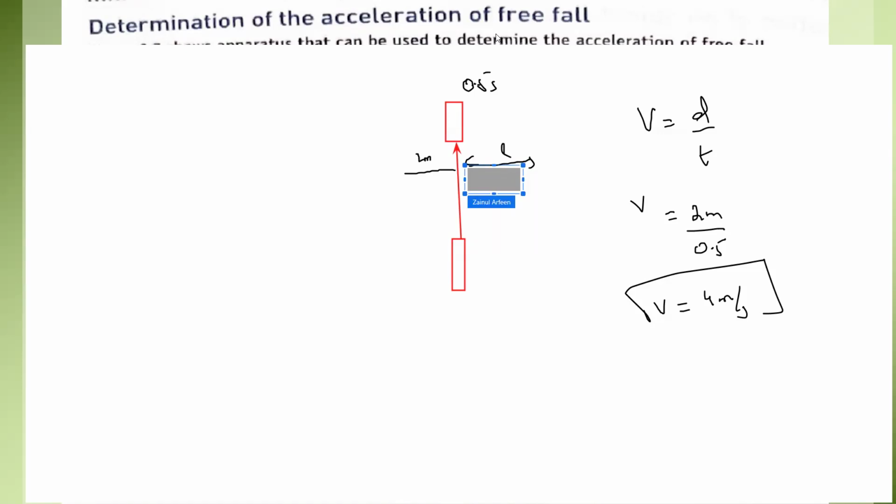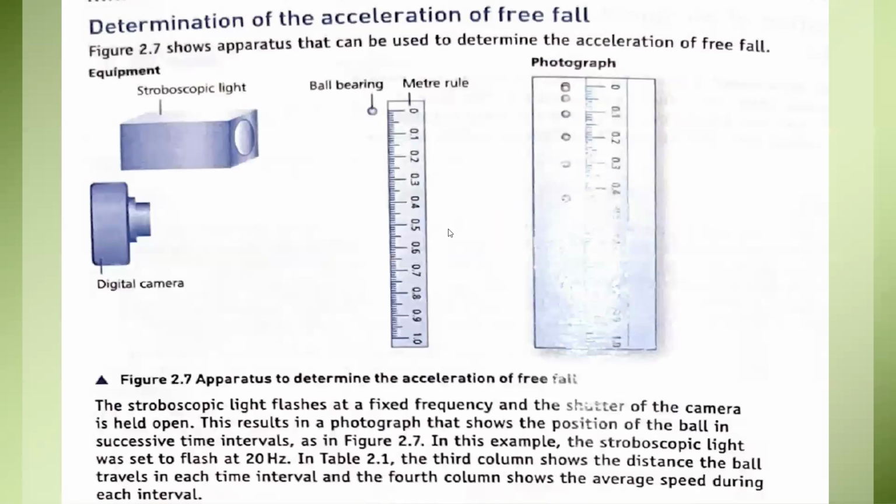Is it clear? So light gates are used to work out the instantaneous speed of an object. Any doubt in this? No doubt. What about others?